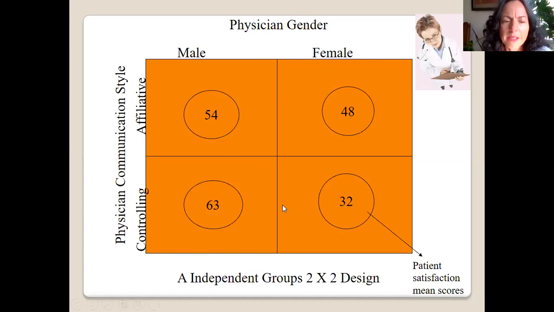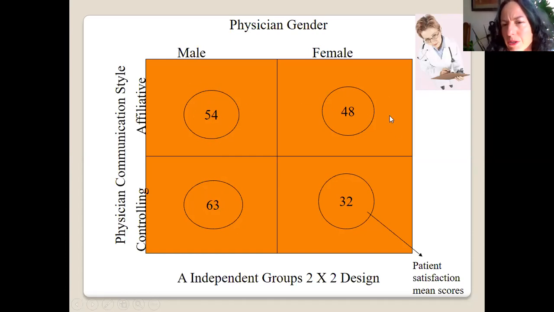So if you examine these results, what you'll see is that the male doctor did slightly better when he was controlling than when he was affiliative. So male doctor got away with not being quite so nice. Patients were satisfied more than when he was super nice.